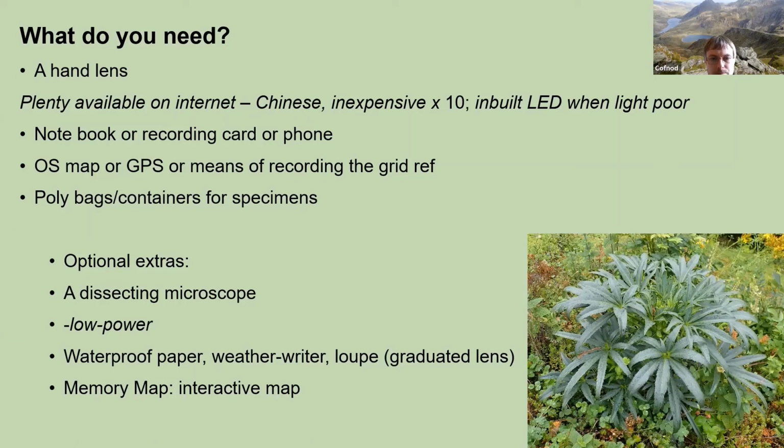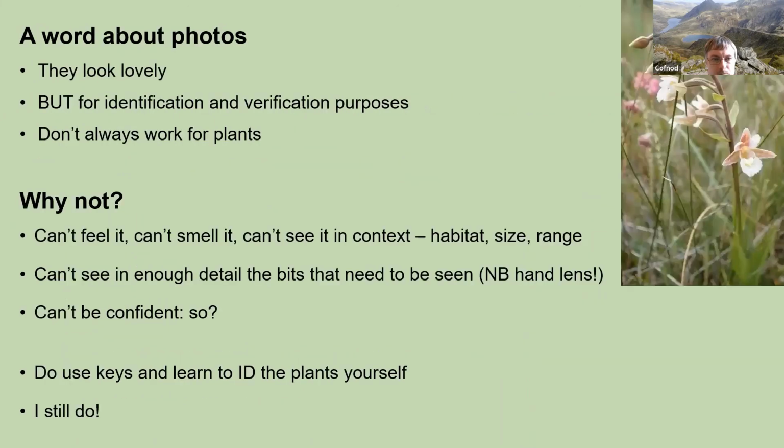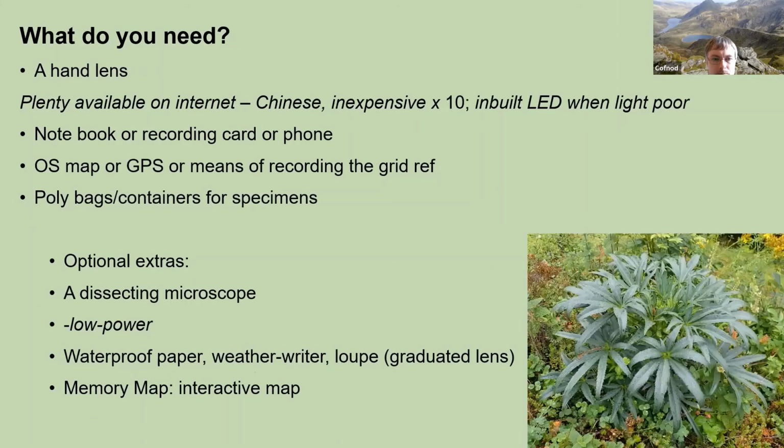You can buy a loop. That's a graduated lens that helps you see the size of specimens. But again, they're all optional. All you need is a hand lens and a notebook. Simple. Oh, and suitable clothing, obviously. Yes, well, we know that, don't we?